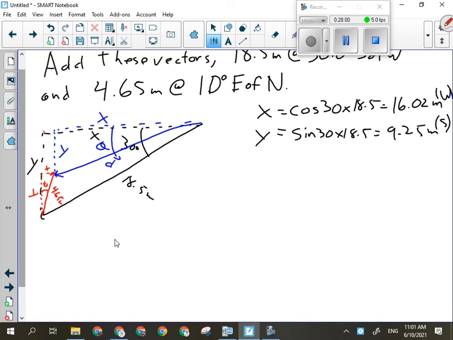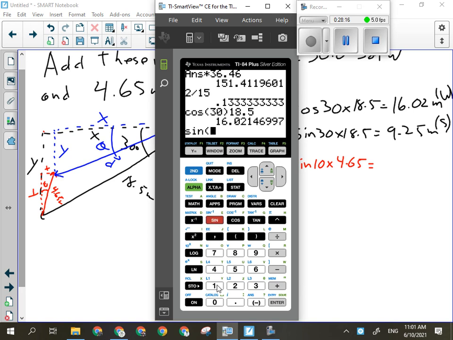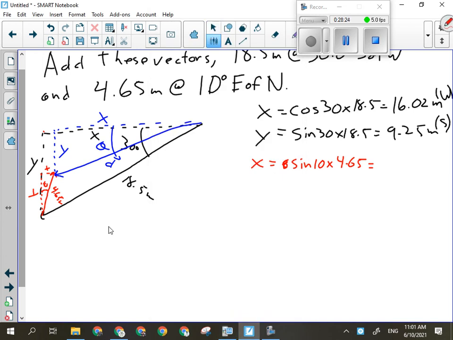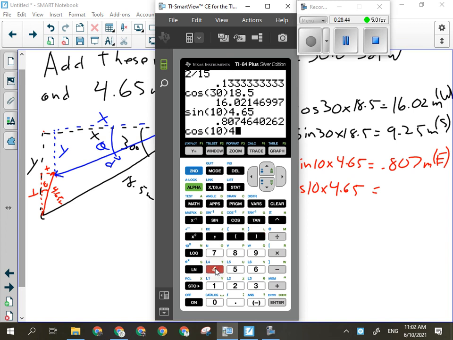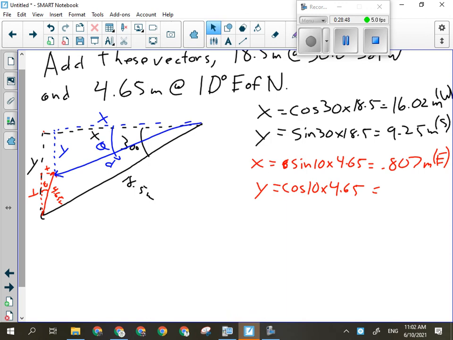For my red vector, y is the adjacent side and x is the opposite side. So red x is going to be the sine of 10 degrees times the hypotenuse, which was 4.65. So that's 0.807 meters, and that is east. And then red y is the adjacent side, so that's the cos of 10 times 4.65. So that's going to be 4.579 meters, and that's north.